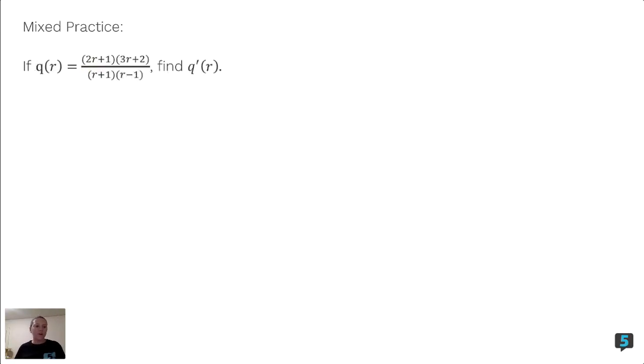One more example for us. This time I'm giving you guys Q of R equals the quantity 2R plus 1 times the quantity 3R plus 2, all over the quantity R plus 1 times the quantity R minus 1. Any thoughts on how we should get started on this one?